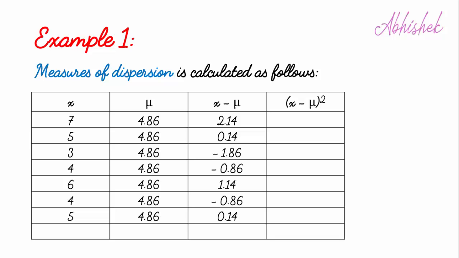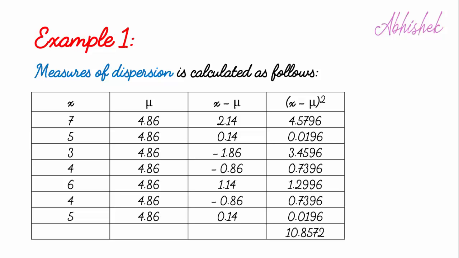For that, we need to square. We need to square the deviation, and therefore we do x minus mu the whole square. So we need to square 2.14, and we get 4.5796. Similarly, we carry out the function for all the values, and we would get the following readings. When we add all the values from 4.5796 to 0.0196, we get 10.8572. This is the sum of squares.